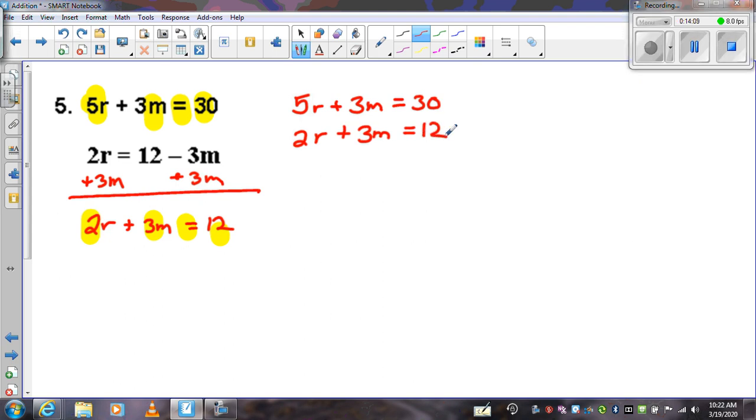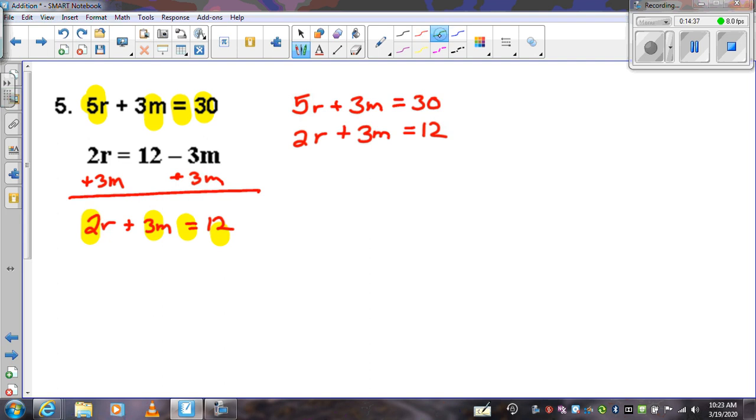Okay, so they're lined up, but I don't have opposite coefficients. Now this is a big teaching moment for me because we can get rid of the r's or the m's. Clearly it's going to be easier to get rid of the m's, and that's where the whole idea of subtraction comes in. But if I wanted to get rid of the r's, what is a number that 5 and 2 both go into? It's got to be any number that 5 and 2 both go into. So I would choose 10.